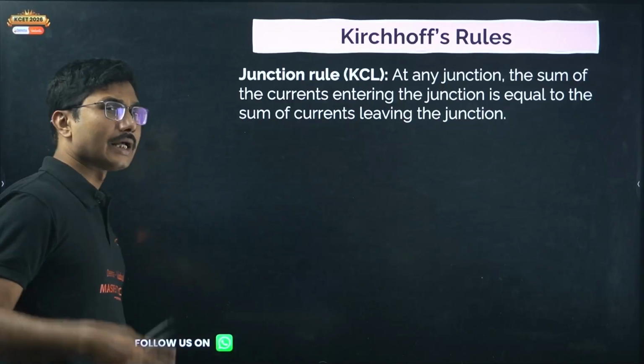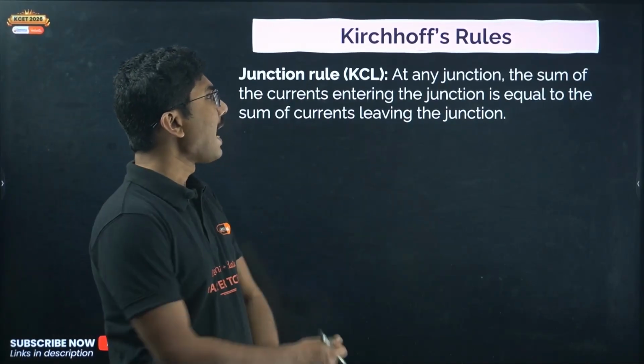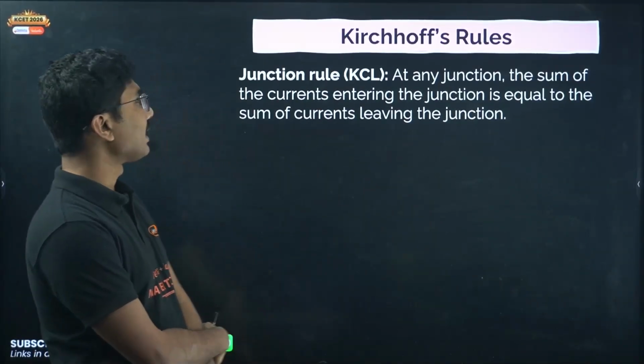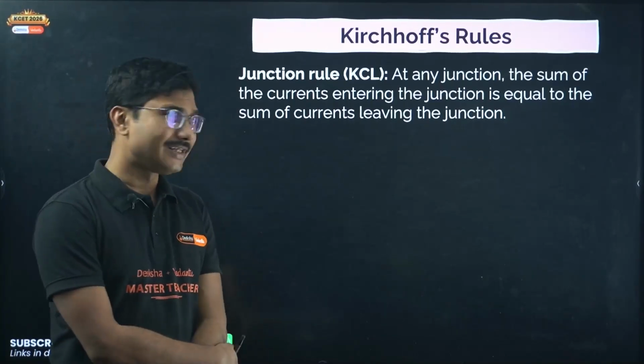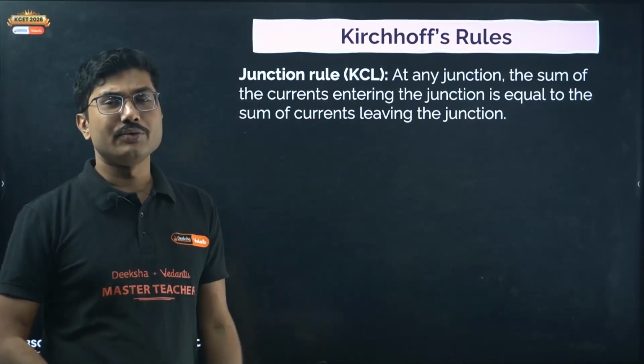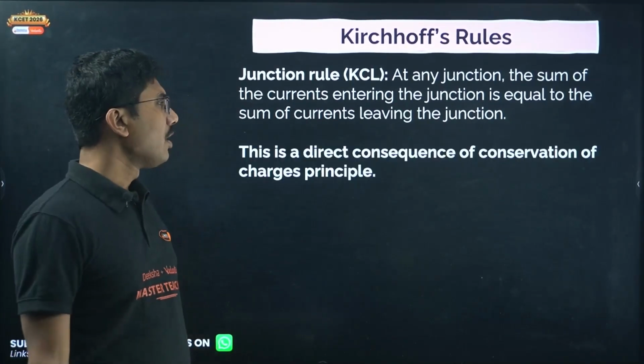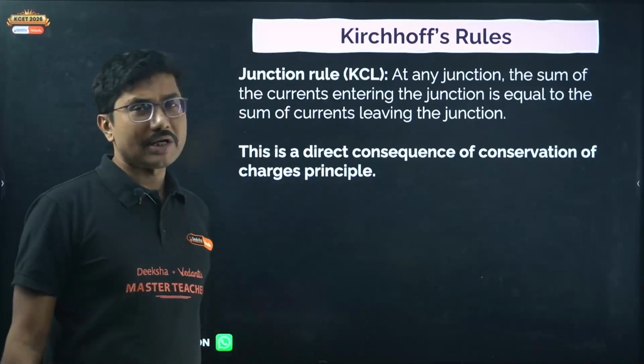Now Kirchhoff's rules, there are two Kirchhoff's rules. Junction rule: at any junction the sum of the currents entering the junction is equal to the sum of currents leaving the junction. So I1 plus I2 equals I3 plus I4. This is a direct consequence of conservation of charge.